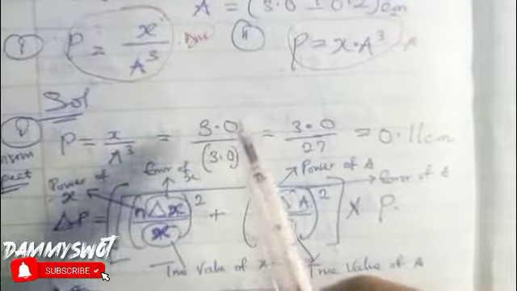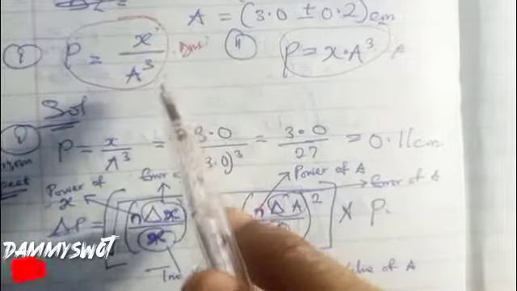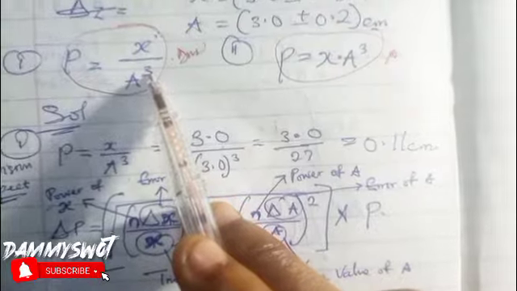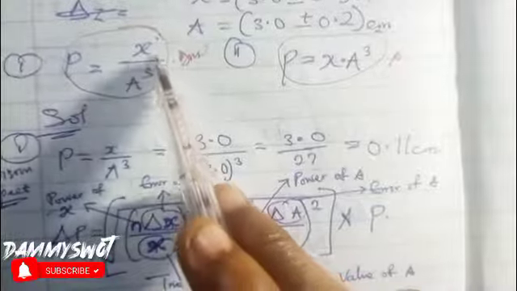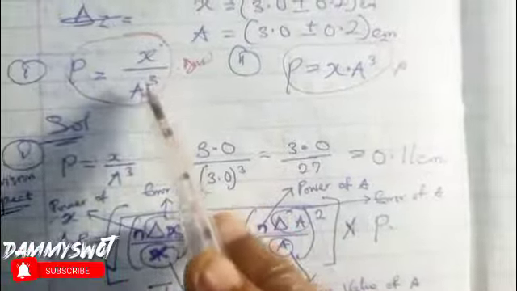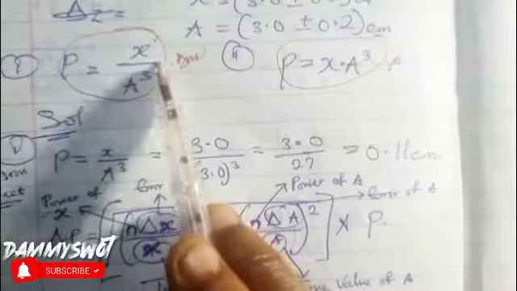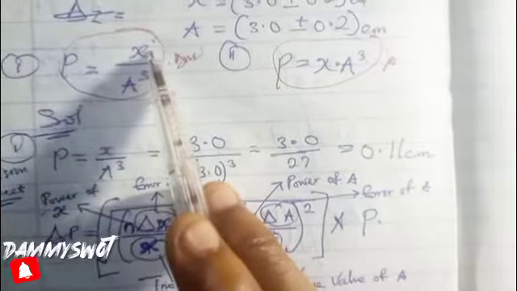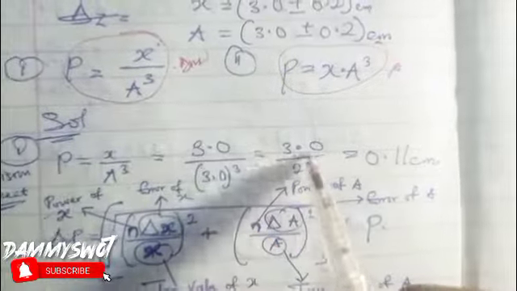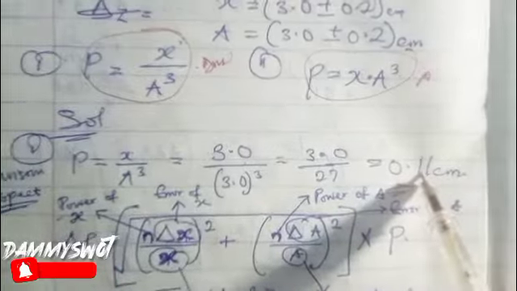That will be 3 divided by 3. This is the formula you are asked to use, because normally you are supposed to divide them. What you just do is x is 3, a is 3 squared. So you substitute 3 here and the second value here. Then you get your real value. This is the real value.